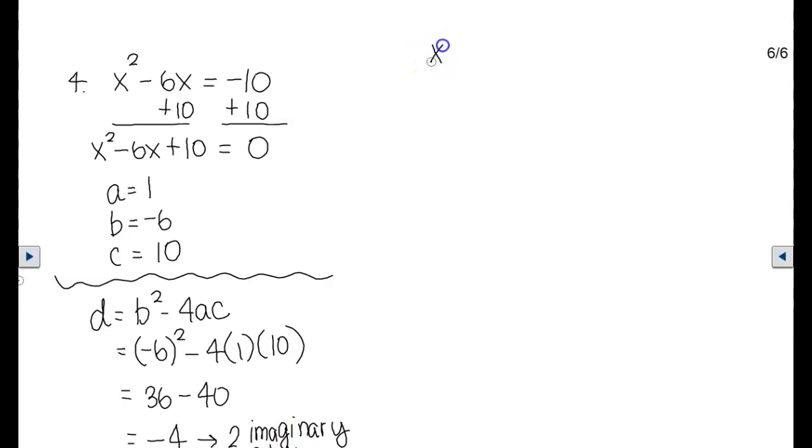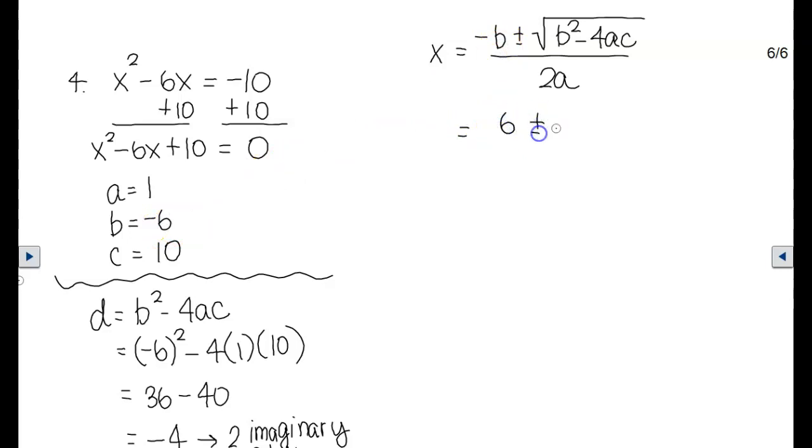And so now we'll go to the quadratic formula and actually get those solutions. All right, so we'll start with the opposite of b. The opposite of negative 6 is 6, plus or minus the square root of our discriminant, which was negative 4. And then all of that's over 2 times a, which is 2 times 1. So x is going to be 6 plus or minus the square root of negative 4 over 2 times 1.